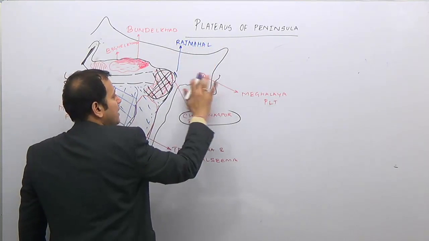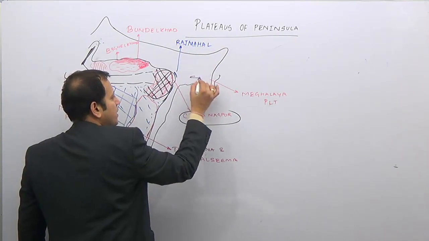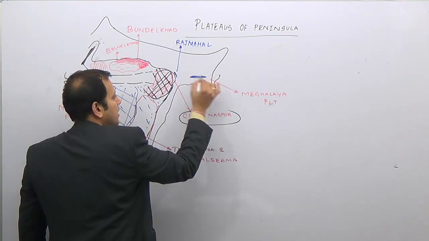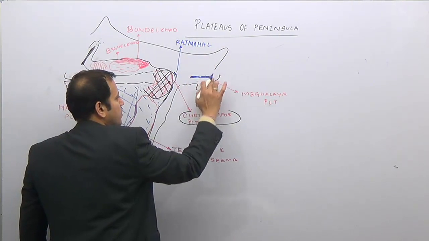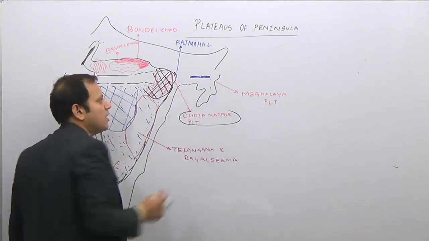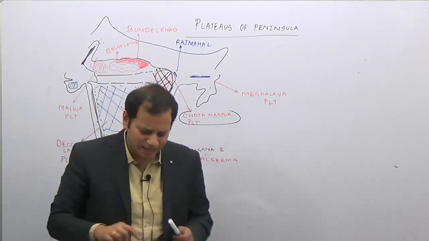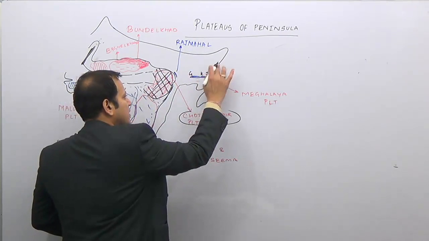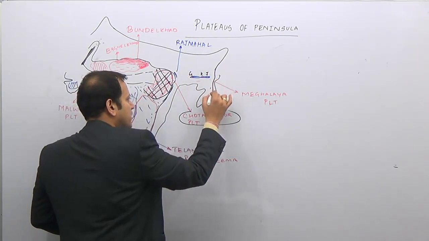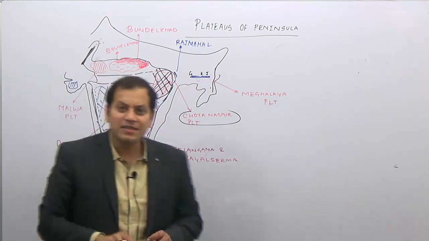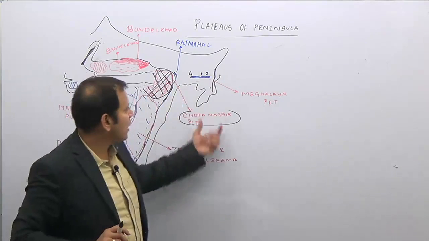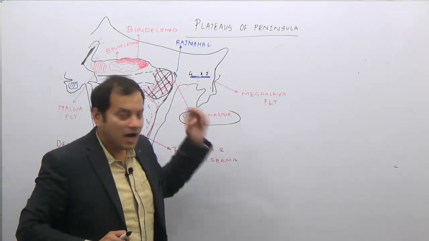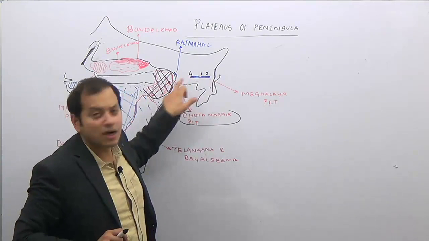And then we have an extension of the peninsular plateau, that is the Garo, Khasi and Jaintia hill system. This hill is the Garo hills, this is the Khasi hills, this hill is the Jaintia hills, and therefore we say that the Garo, Khasi, Jaintia hills are separated by the Rajmahal Garo gap.